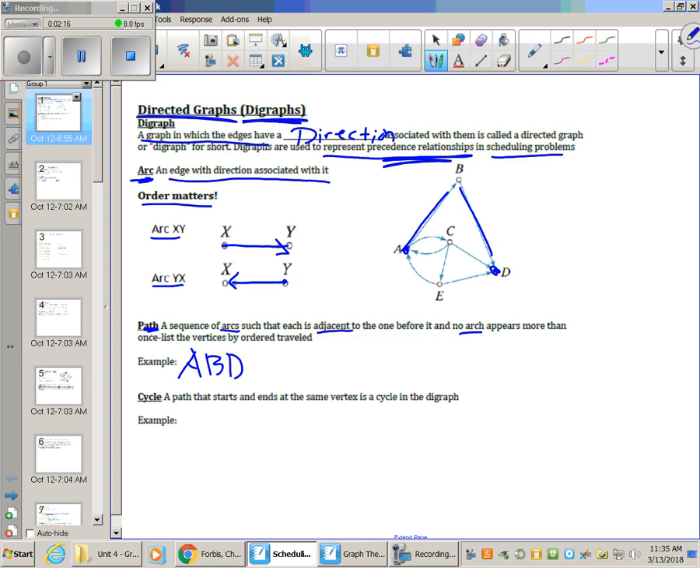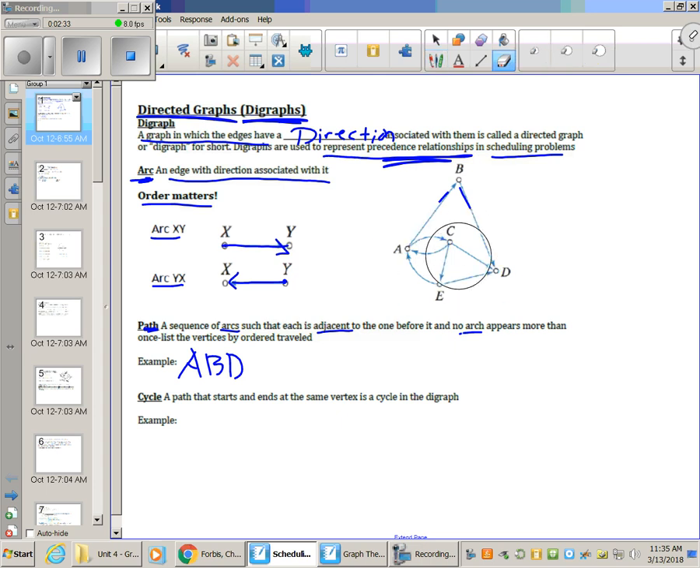I could have gone, well, that's really about it as far as A to D goes. But I could have gone like A, C, E. Oh no, I could have gone A, C, E, D. I mean, that's another example. Okay? So you're just following the directions of the arrows.